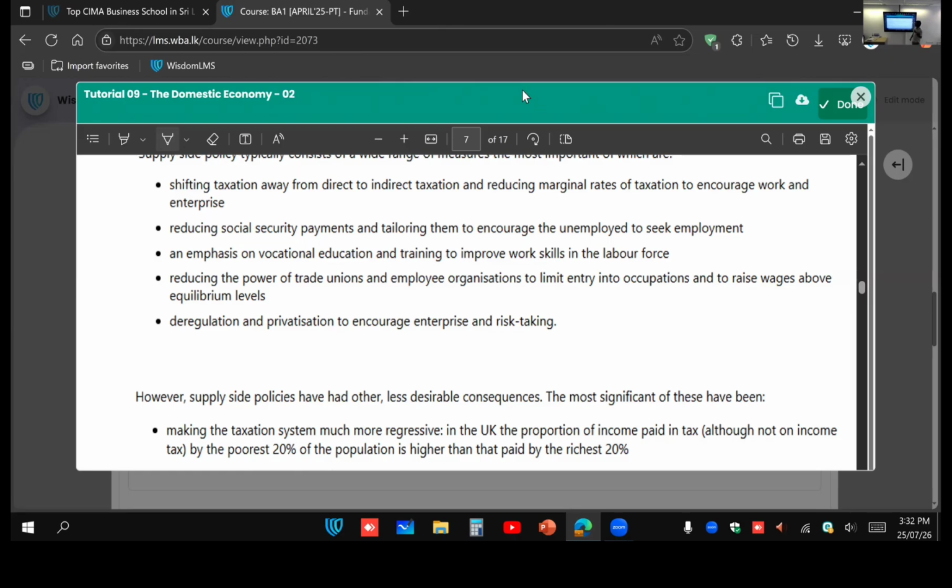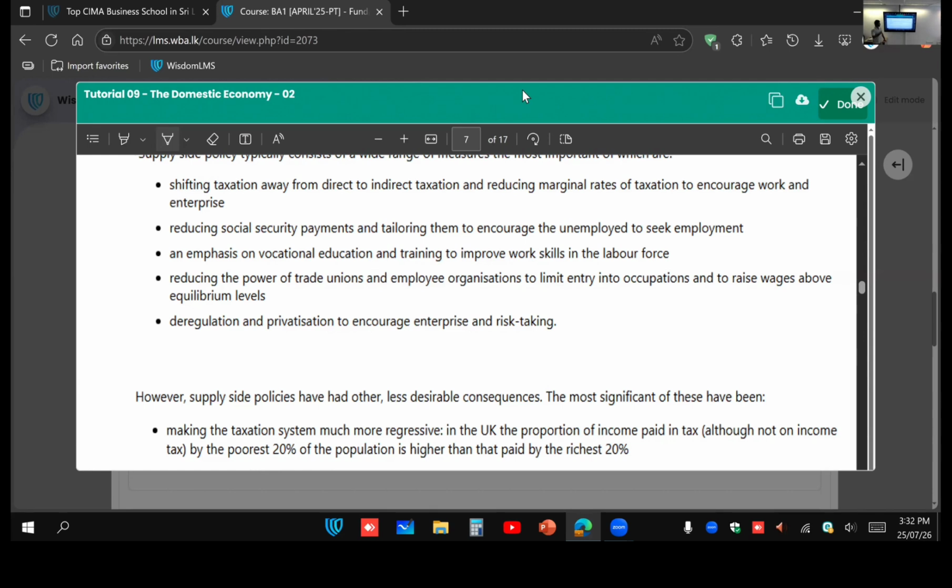Reducing the power of trade unions and employee organizations to limit entry into occupations and to raise wages above the equilibrium levels. Most companies, when you join, you might see there are trade unions, organizations created inside the organizations by the employees themselves for their well-being. They start saying this salary should be brought to these levels, likewise a lot of problems. So that power needs to be maintained at a particular level, so employment wages are maintained at static levels.